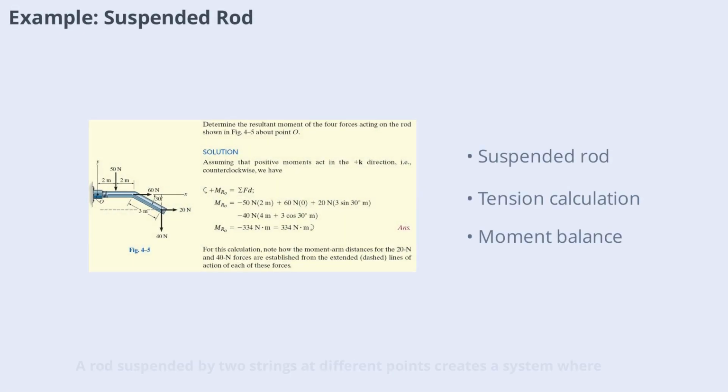A rod suspended by two strings at different points creates a system where tensions in the strings can be found using moments and vertical force balance. By taking moments about one support and resolving forces, you can determine the tension in each string. This principle is used in designing suspension bridges and cranes.